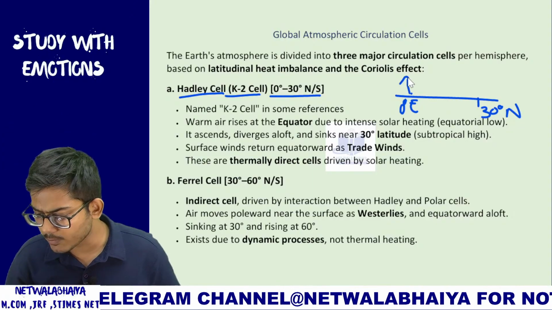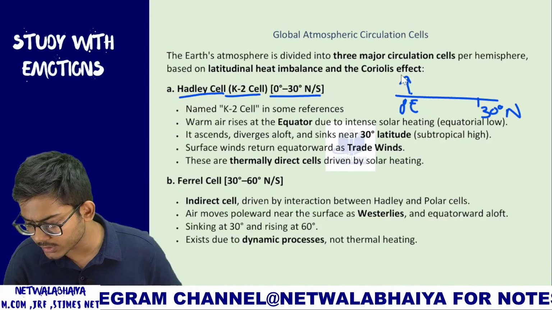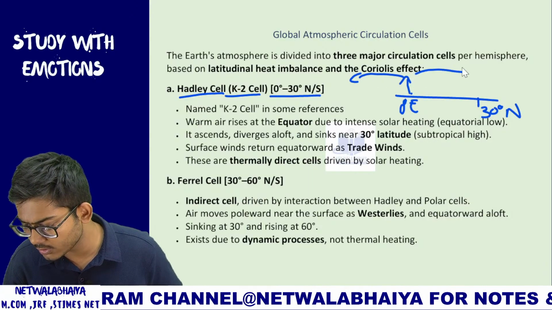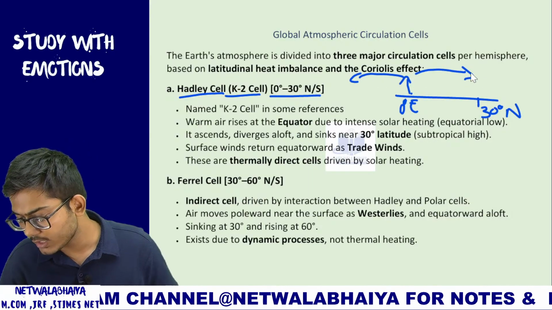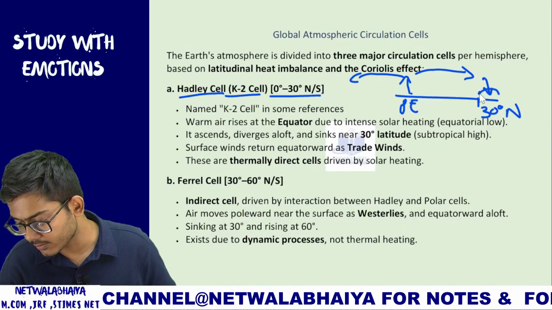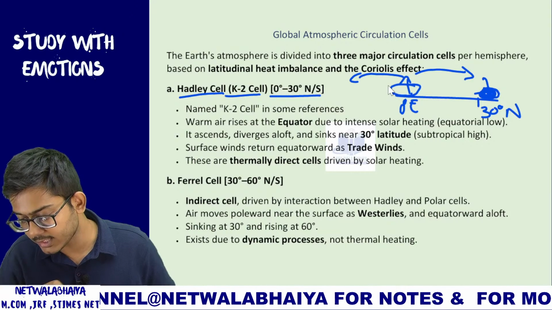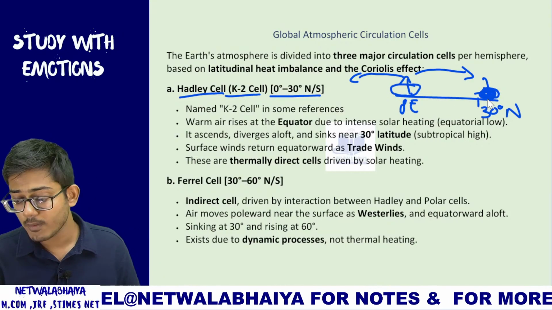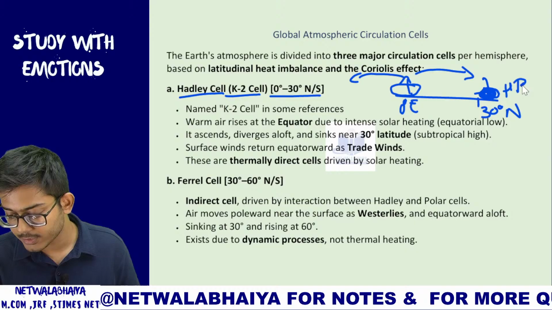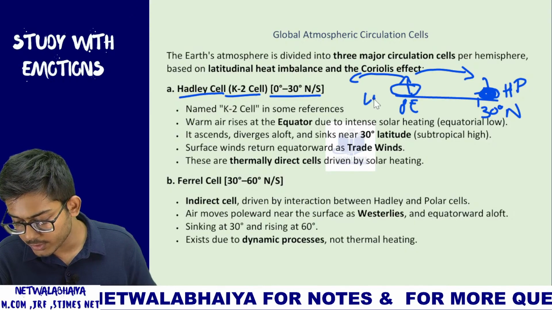Now when it goes up, it needs some place to settle. So either it will go this side or that side, isn't it? And it will go this side and settle down here at 30 degrees north. So यहाँ पे the amount of air is less now, and here the amount of air is more now. There is high pressure here, there is low pressure here.